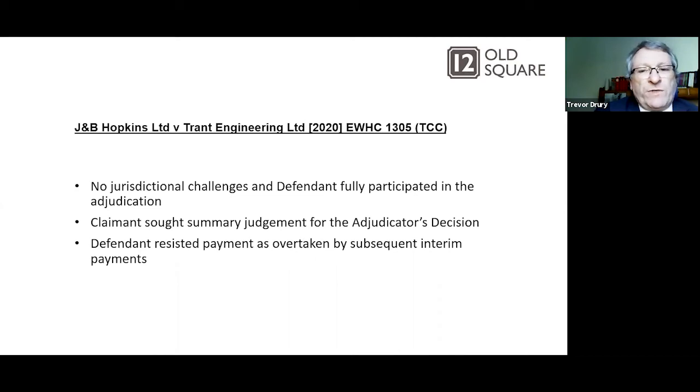The claimant sought summary judgment for the adjudicator's decision, and the defendant resisted payment as it was overtaken by subsequent interim payments. So this must happen time and time again on construction sites where you have a dispute, but by the time you've dealt with the dispute, you're onto the next or even the further application for payment.